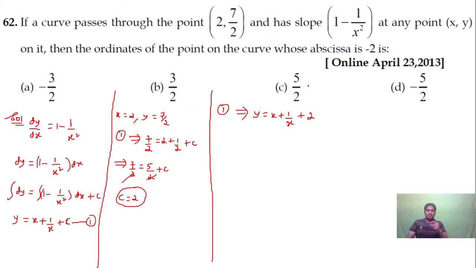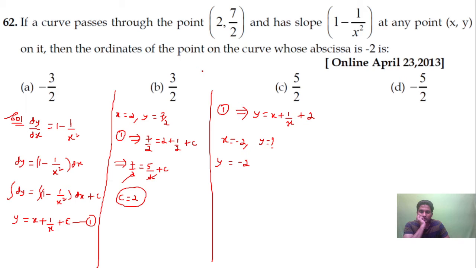Now the question is the ordinate of a point on the curve whose abscissa is minus 2. That is, when x is equal to minus 2, I am supposed to find out the value of y. So this y is equal to minus 2.